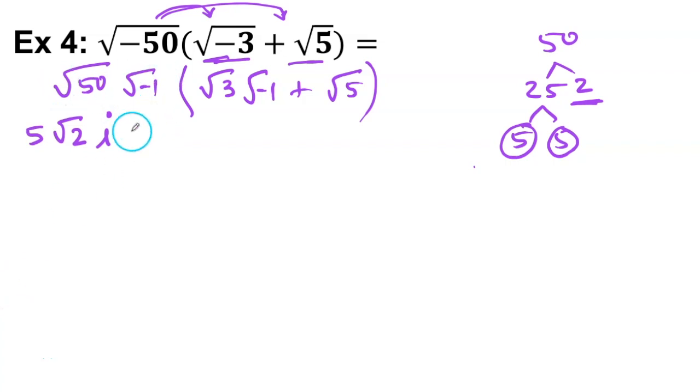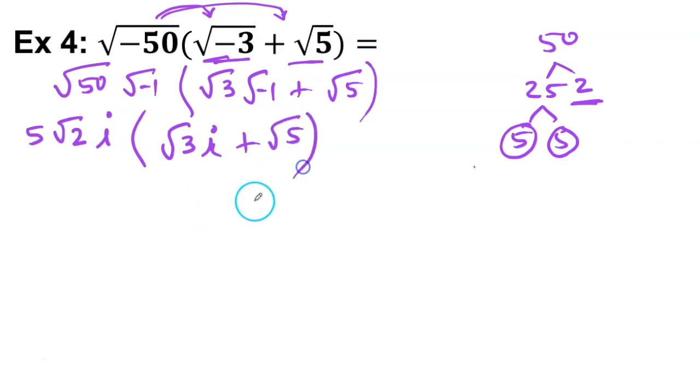And this is the outside. Parenthesis. Here, nothing to simplify, so this is going to be an I. Square root of 3 times I. And this is a positive radical, so it stays the same.